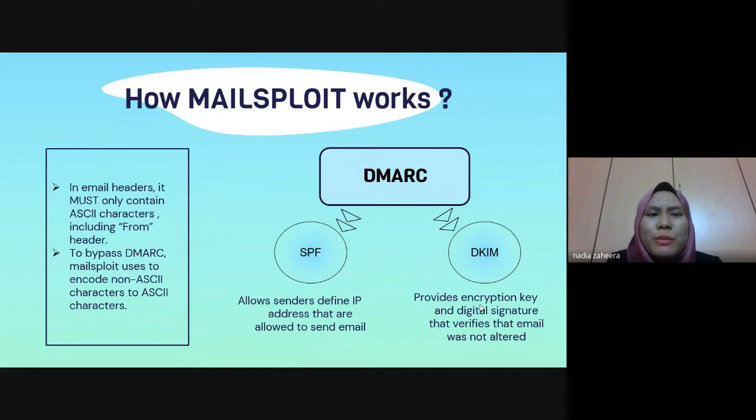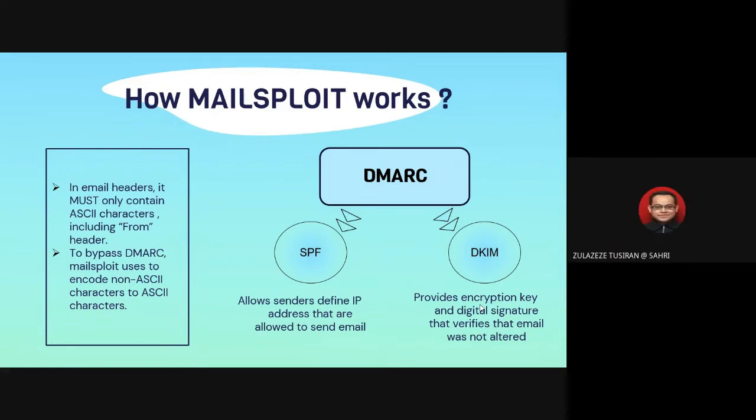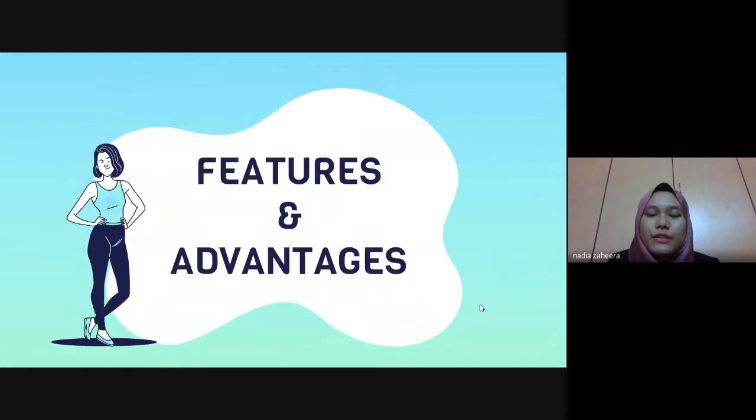To bypass DMARC, MailSploit encodes non-ASCII characters into ASCII characters. That's how MailSploit works, and how it can pass through DMARC without looking suspicious. Basically, that's all for my phishing and MailSploit definition. I will pass to Muhammad Arham for features and advantages.